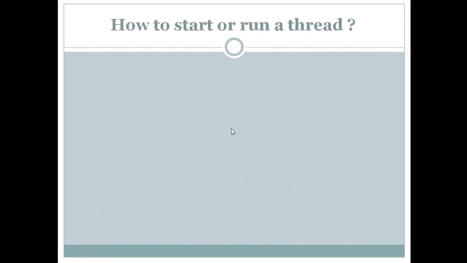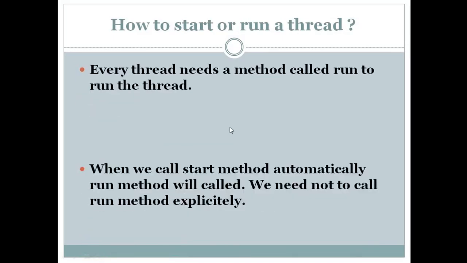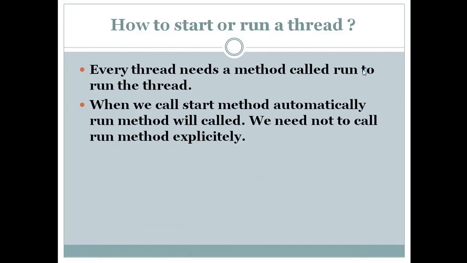After creating the thread, how do we start or run a thread? Every thread needs the run method to run. When we call the start method, the run method is called automatically. We need not call the run method explicitly. When we call the start method of the Thread class, the run method will be called and our thread will start.